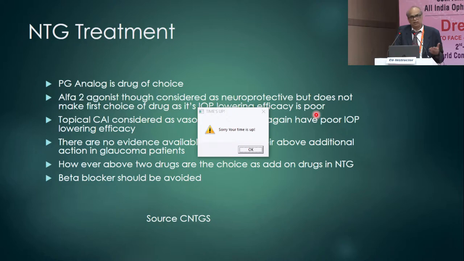So even today, for me, the best drug of choice is the prostaglandin analog. And if required, then I would like to add the alpha 2 agonist or the carbonic anhydrase inhibitor. And as far as the follow-up is concerned, the follow-up is same as like a primary open-angle glaucoma. So Pratik, thank you very much for your question.